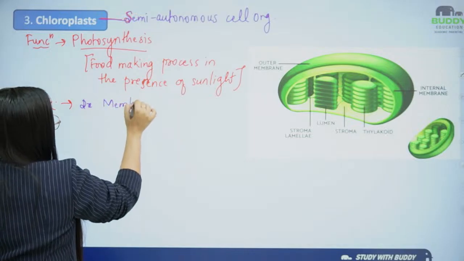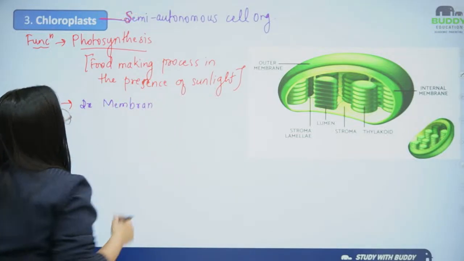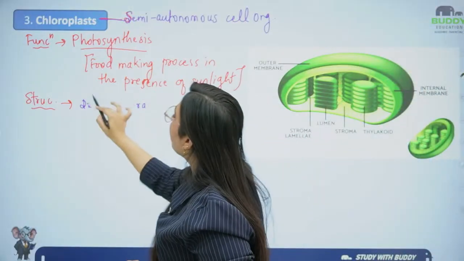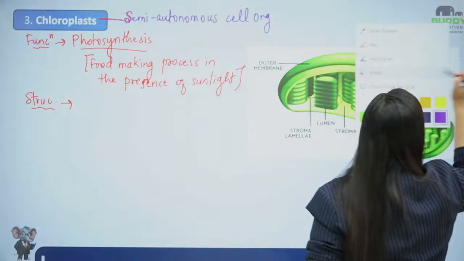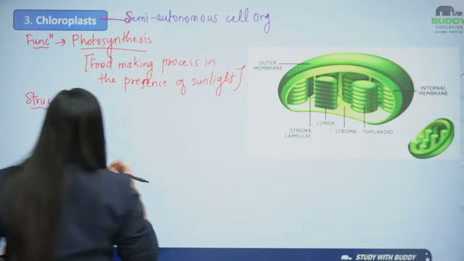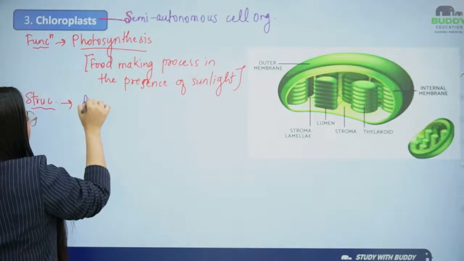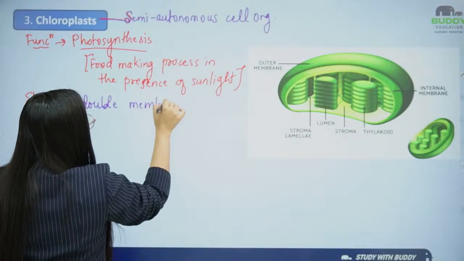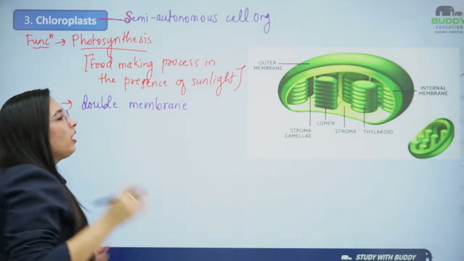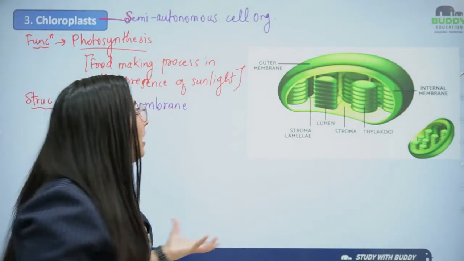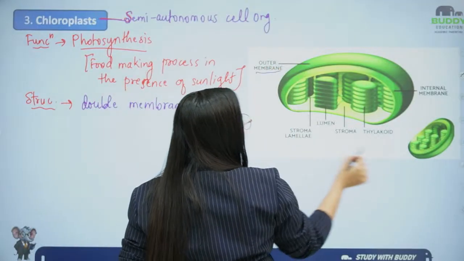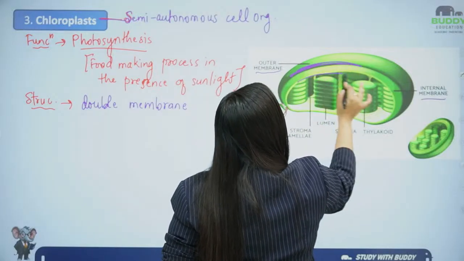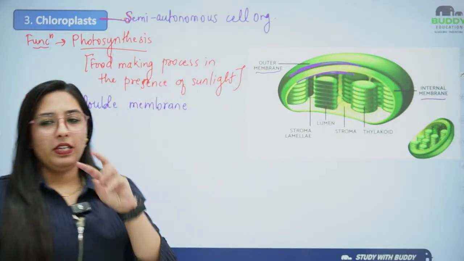Do you have a problem if I write 2x, or should I write 2 only? What if someone says, ma'am, I cannot understand this 2x. So talking about the structure, it is a double membranous structure. It consists of a double membrane, meaning two membranes. One is the inner membrane and the other is the outer membrane. As we can see in the structure also, this is the outer membrane and this one is the inner membrane. So two membranes, outer and inner.